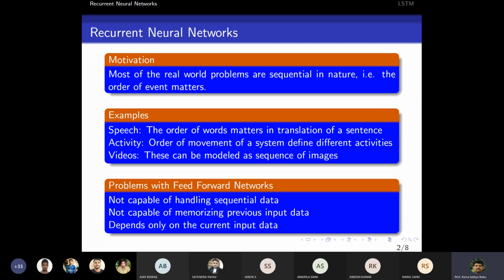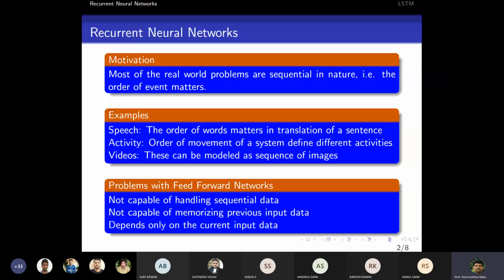So if you take the example of speech, the order of words matters in translation of a language or of a sentence. Suppose I am speaking, and I use the words here and there. Now let us see the same sentence written here: the order of words matters in translation of a sentence. Suppose I give it using only these words but in a jumbled way: words translation order of a of sentence the. If I give it like this, how do you understand that? Right? It is difficult for you to understand.